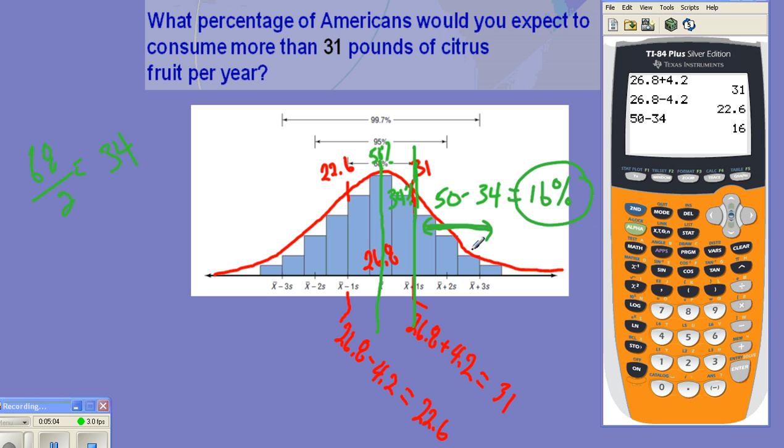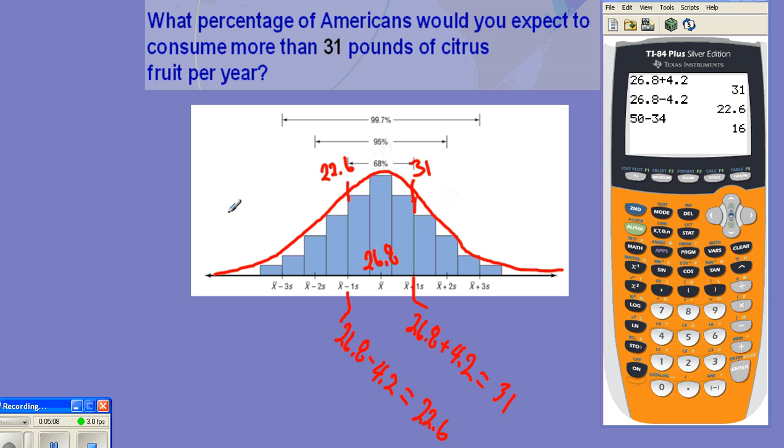But let's take this question one step further. So let me hit pause for a second. So let's finish up the discussion. So the discussion was that right now we know that 68% of Americans, that means between 22.6 and 31, eat 22.6 and 31 pounds of citrus fruit. So now let's go find out what 95% would be.